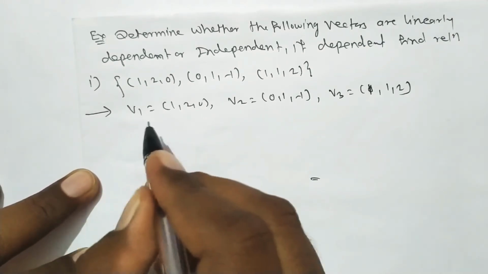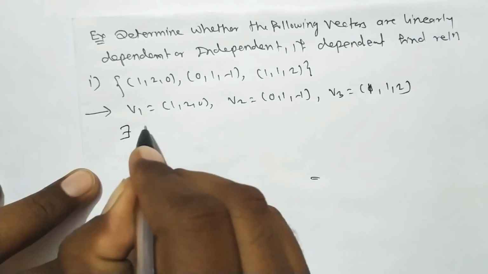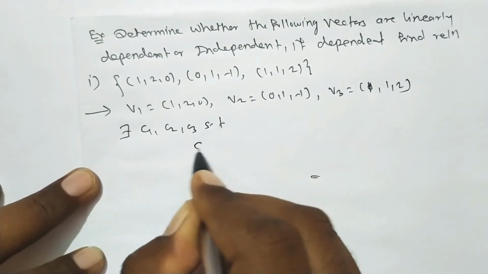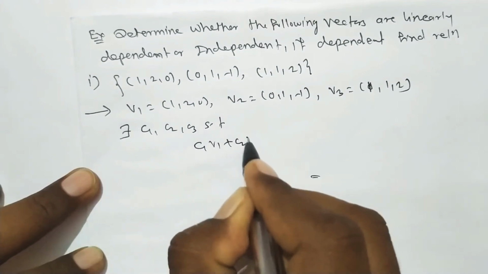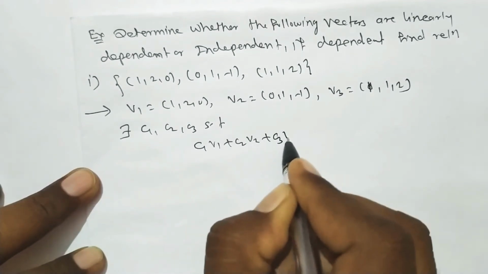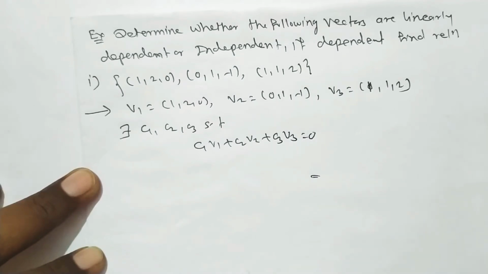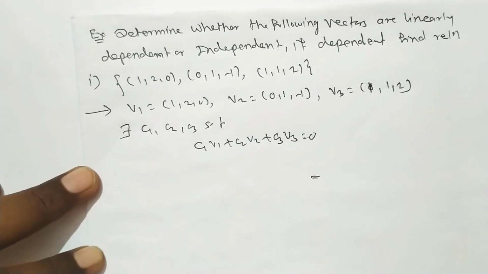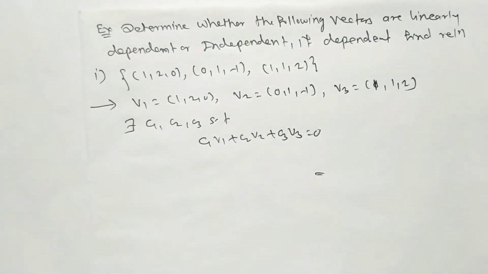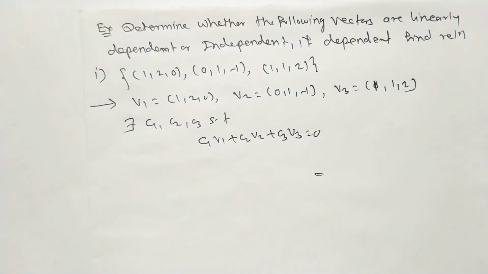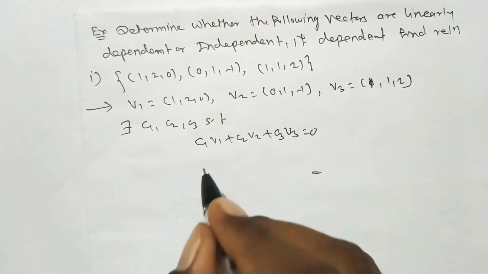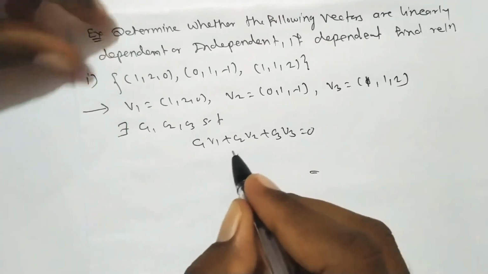Now, three vectors are given, so there exist three scalars c1, c2, c3 such that c1 v1 plus c2 v2 plus c3 v3 equals 0. What is the definition of linearly dependent and independent? If we get c1, c2, c3 all 0, then we can say v1, v2, v3 are linearly independent. If c1, c2, c3 are not all 0, then they are linearly dependent. So we have to find c1, c2, c3.